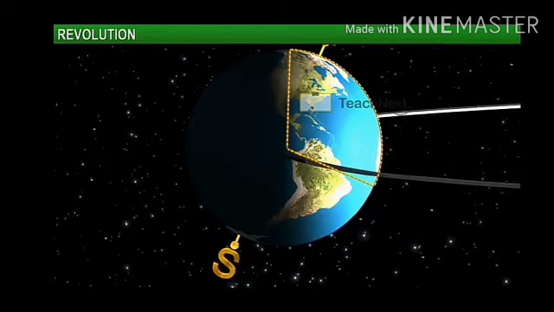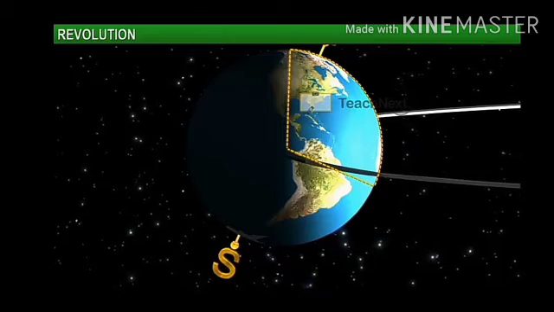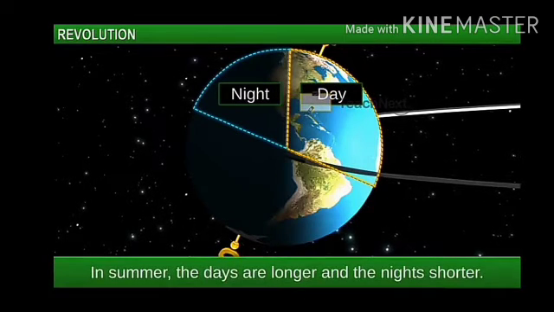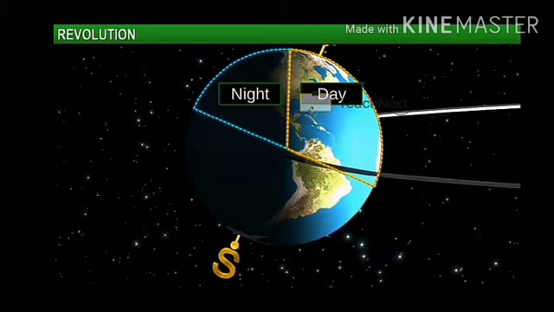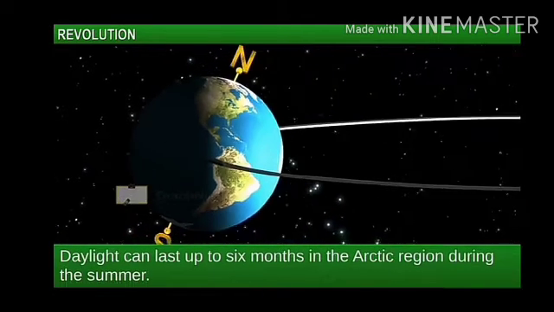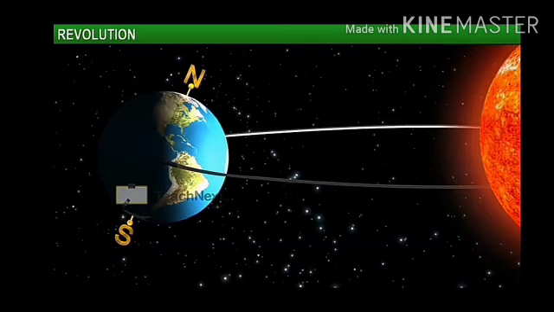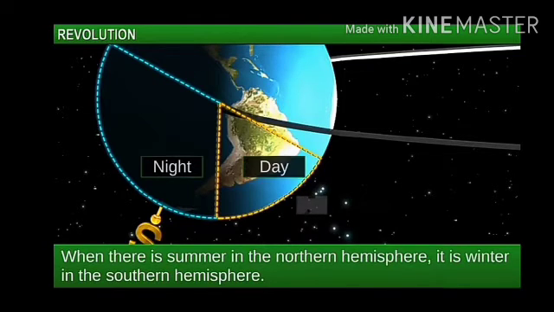Sunlight in these areas is at its maximum during this time of the year, and hence we have long days and short nights. In fact, the areas beyond the Arctic region have daylight for 6 months at a stretch. The reverse happens in the southern hemisphere. With less sunlight, the days are shorter and the nights are longer.